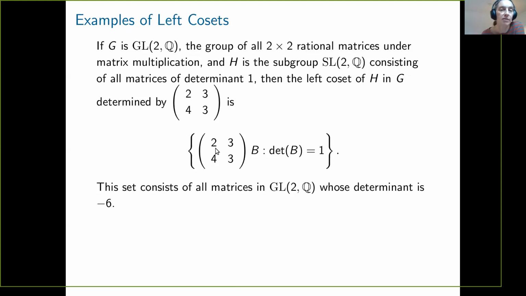So that's another infinite example, but it's another example where you can give a meaning to what these cosets are. The cosets are just all the subsets of GL2Q on which the determinant is constant. The subgroup itself is the ones with determinant 1. The coset determined by this one is all the matrices with determinant -6, and so on for other examples.